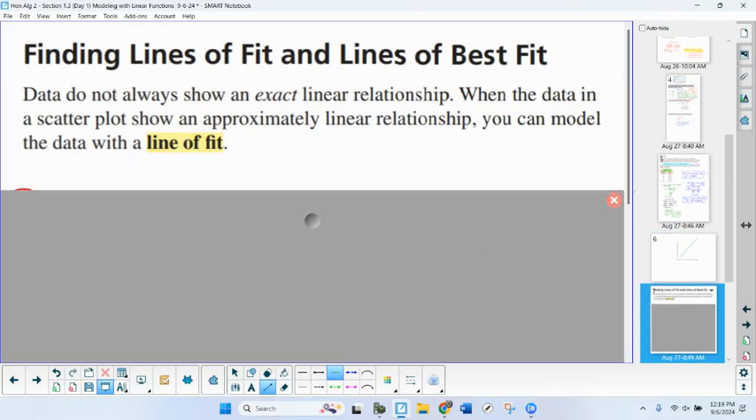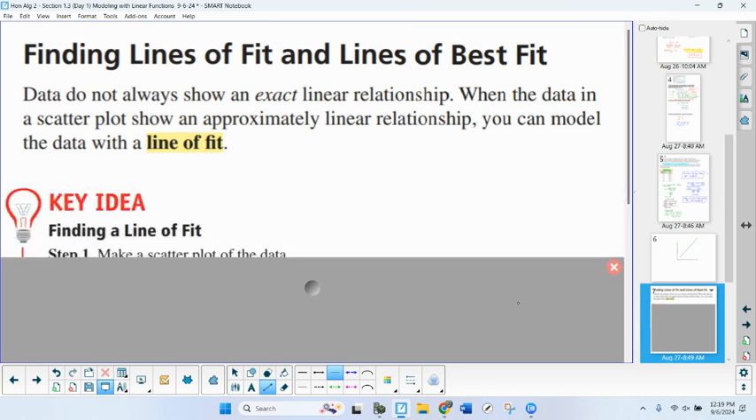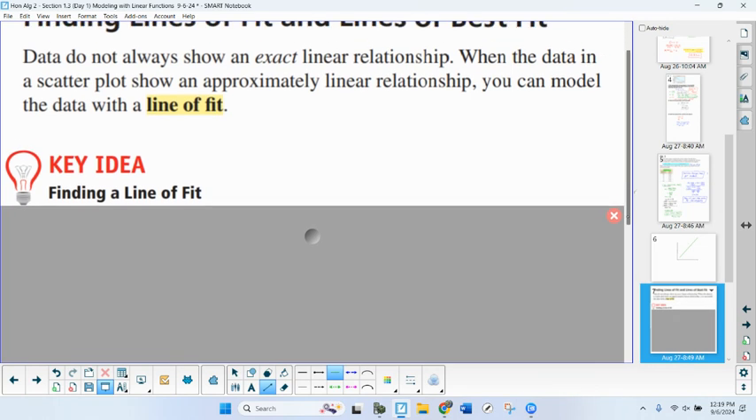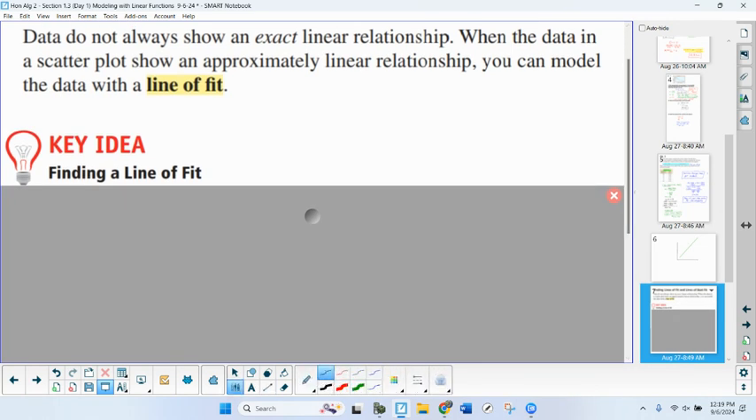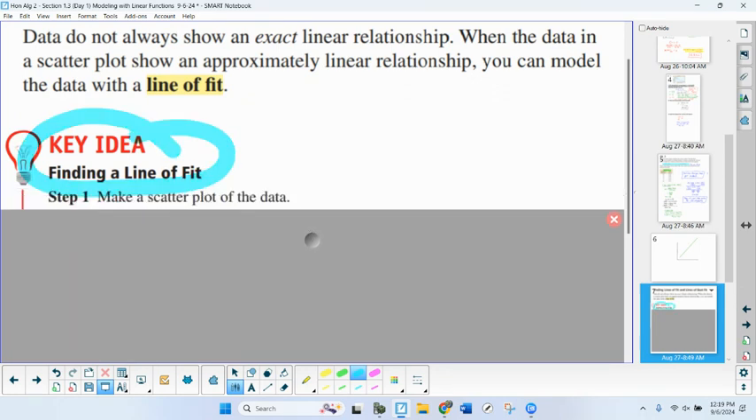So, data do not always follow an exact linear relationship. So when the data in a scatter plot show an approximately linear relationship, we can model it with a line of best fit. Finding a line of best fit. Do not skip this one. If you come in and say, I don't remember how to do this, you better go to this key idea. Here's how you do it.